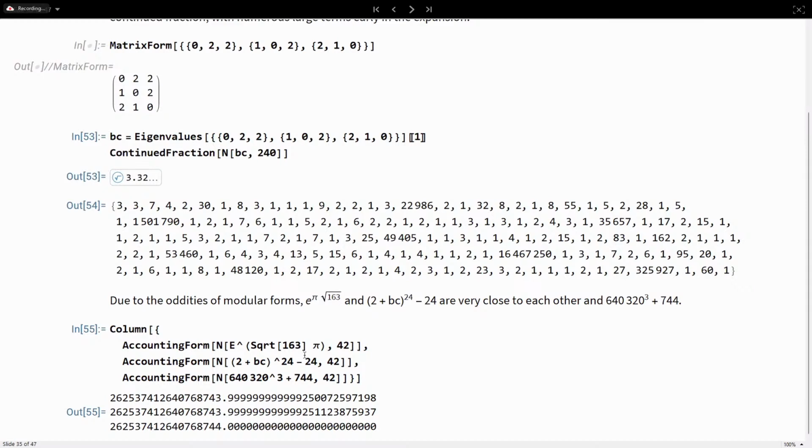And this is some values behind the monster group and the Leech lattice. There's some very deep math involved with this matrix, and it took about 30 years to fully understand it. That was one of the big projects back in the 1980s.